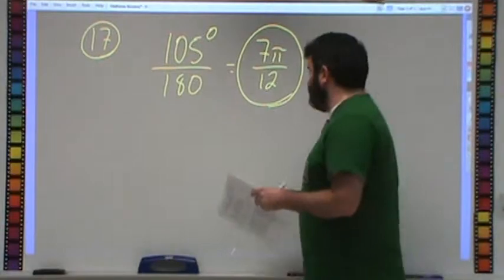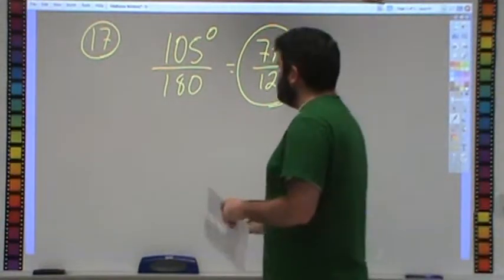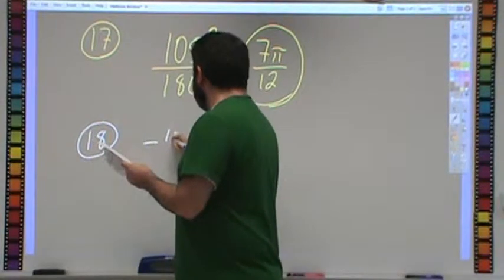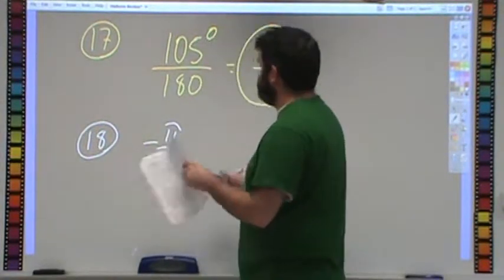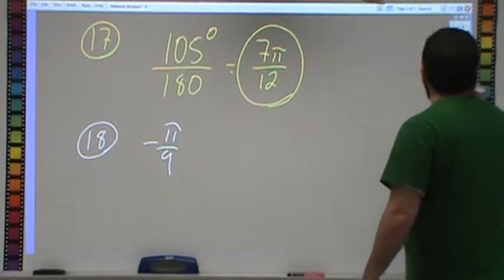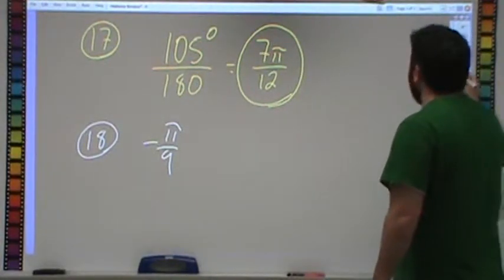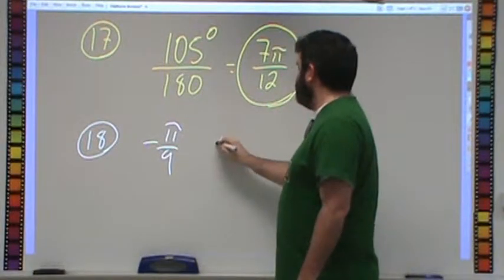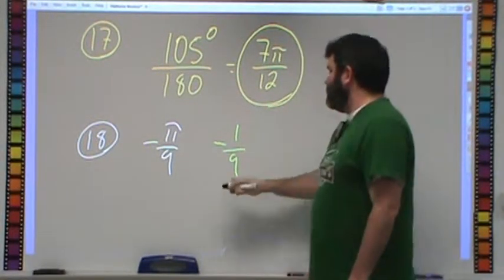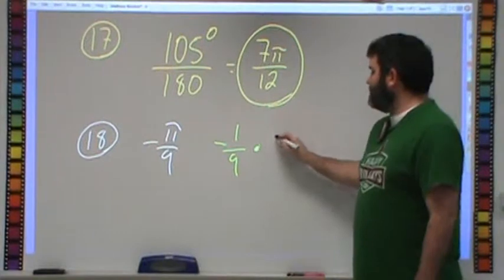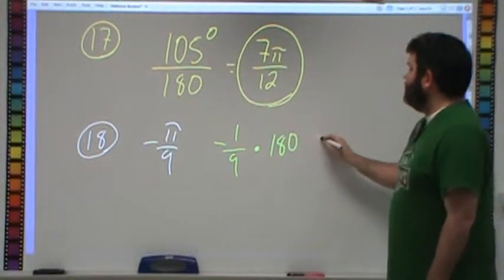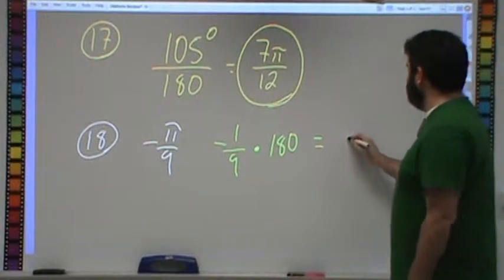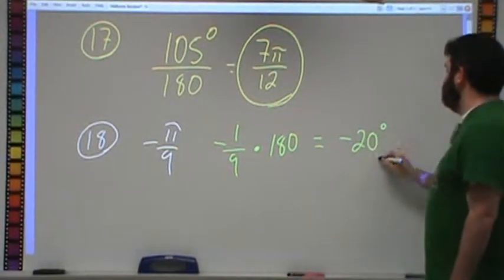I'm going to keep this up and do 18. Because 18 is just going the other way. 18 gives you a radian, negative pi over 9, and asks you to turn it into a degree. Now remember, you take the pi off of it. If I take the pi off of it and there's nothing up top, that means it's a 1. So I do negative 1 over 9, and this time I multiply by 180. So negative 1 over 9 times 180, punch that into your calculator, and you should get negative 20 degrees.